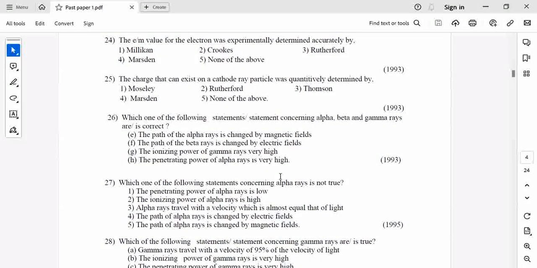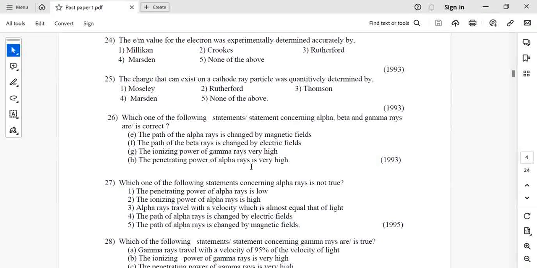For alpha, beta, gamma rays, the path of the alpha rays is changed by magnetic fields. Alpha is positive, so magnetic fields move them in a circular path. Beta rays in an electric field deviate towards the positive side.